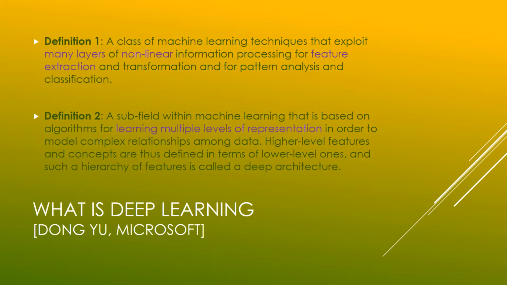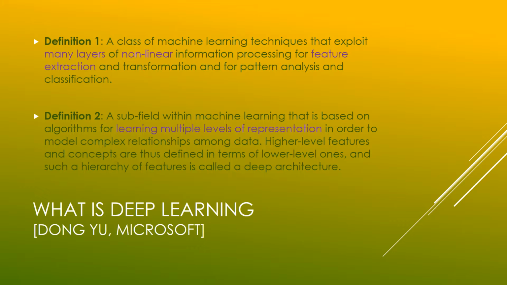One definition is that AI is a class of machine learning techniques that exploit many layers of nonlinear information processing for feature extraction and transformation and for pattern analysis and classification. So by this definition, AI is defined by automated feature extraction. So that's one of the beauties of AI.